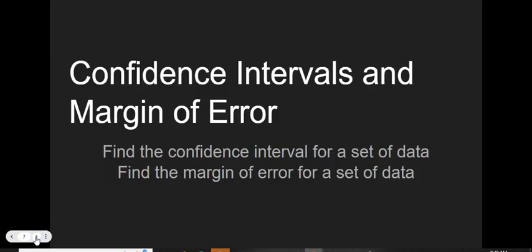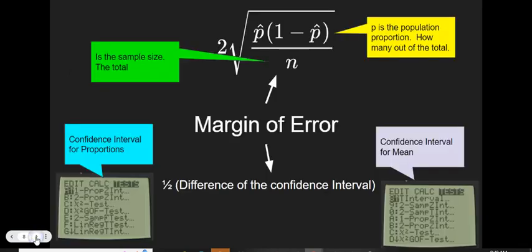Confidence intervals and margin of error. All right, this is the formula. You may see that in your stats and probability class. We may work with that a little bit after the OC, but for the most part, we're going to do stat test A and stat test 8, and that will give us our confidence interval, and if we're looking for the margin of error, it's half of that. So if we know the mean, we'll use stat test 8. If we have the proportion, we'll use stat test A.